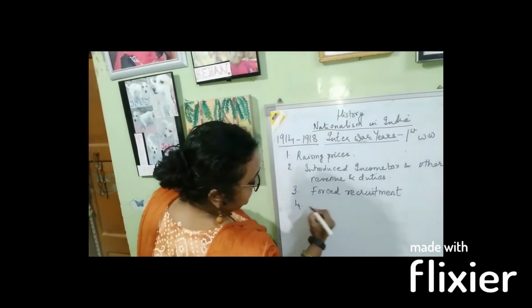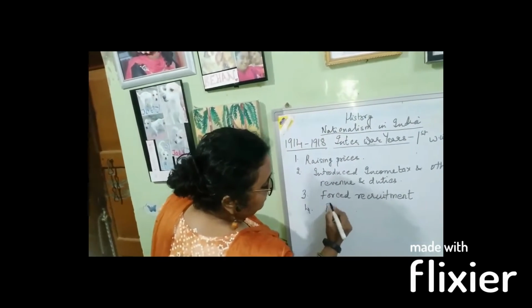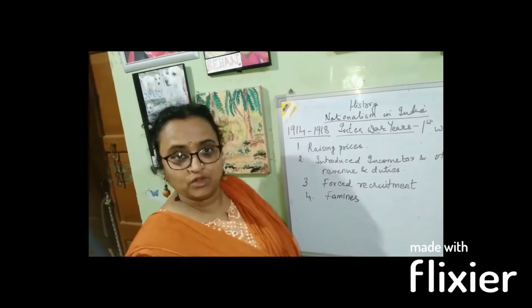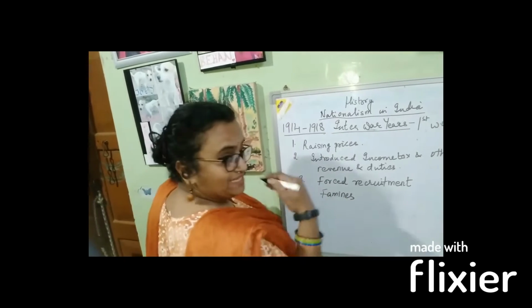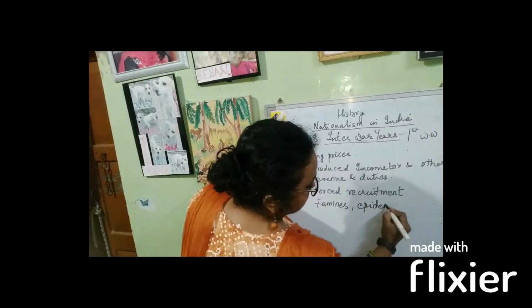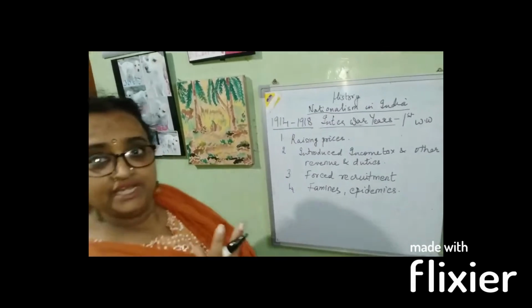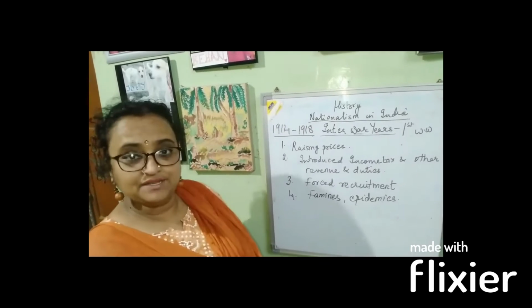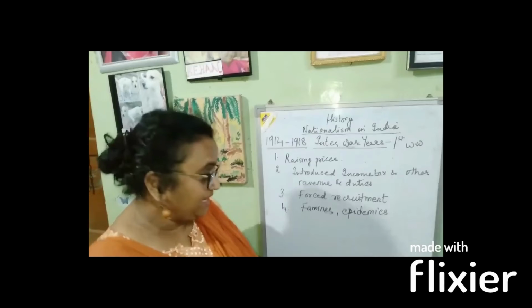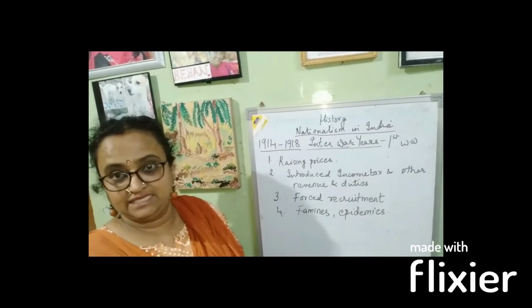Then in those days, especially in the year 1918, famines. Famines means crop failure, widespread hunger, and epidemics were rampant, especially influenza. According to the 1921 census, around 12 to 13 million people had died during the epidemic of influenza in the year 1918.